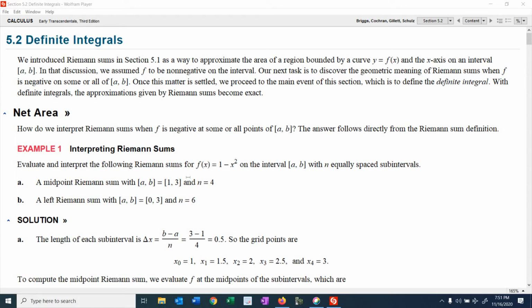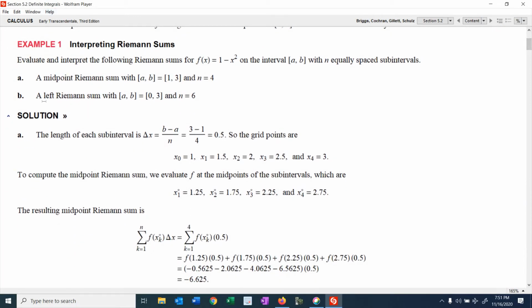Okay, so now we're going to look at the case when the function actually goes below the x-axis on the closed interval from a to b. How do we interpret the Riemann sum in those cases? To explore this, let's look at example 1, part b. The function we're going to work with here is 1 minus x squared. We're going to create a left Riemann sum on the closed interval from 0 to 3 for this function, using 6 subintervals.